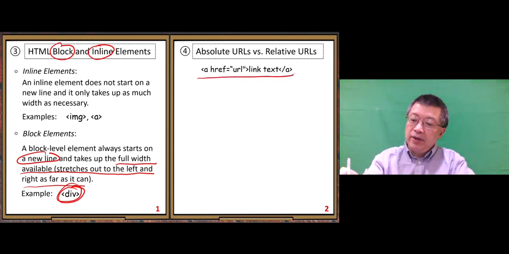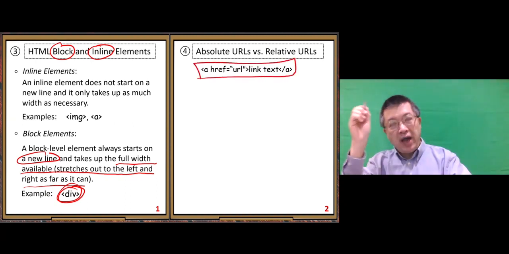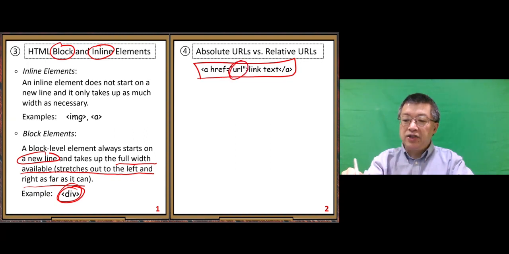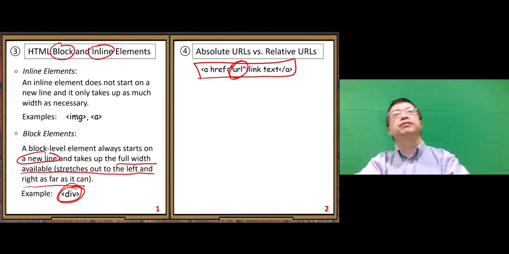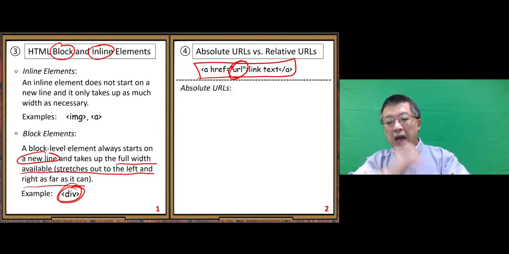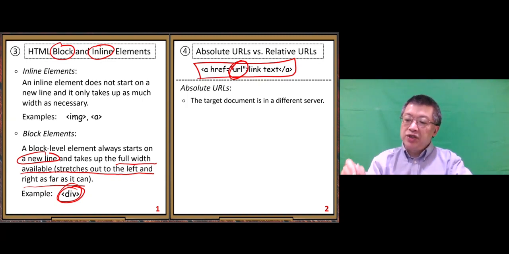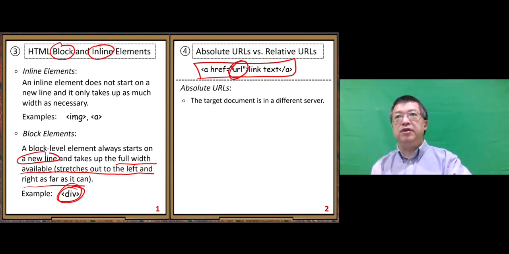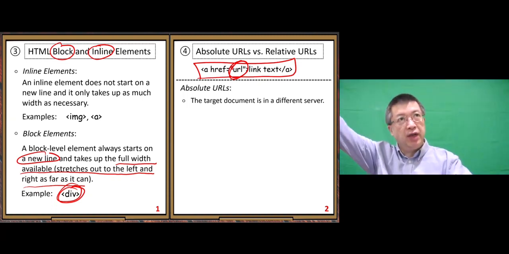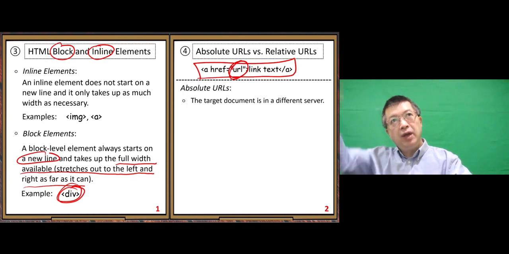In this hyperlink case, now let us discuss the URL part. First, absolute URLs. Under what situation do we need to use absolute URLs? The first situation is when the target document is in a different server, not the current server. So you need to use a different domain name to reach that server.